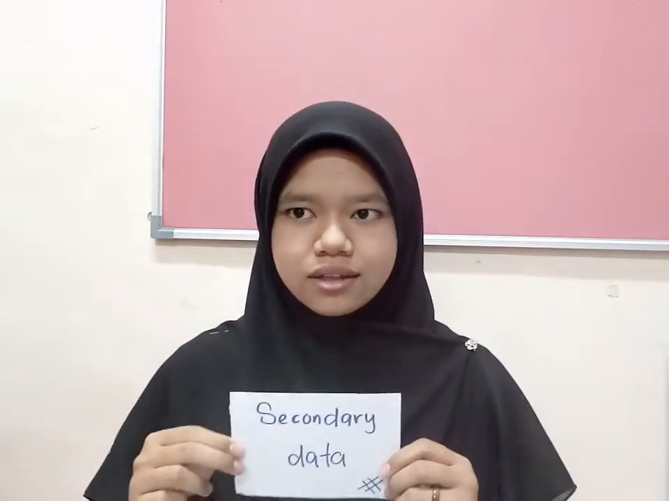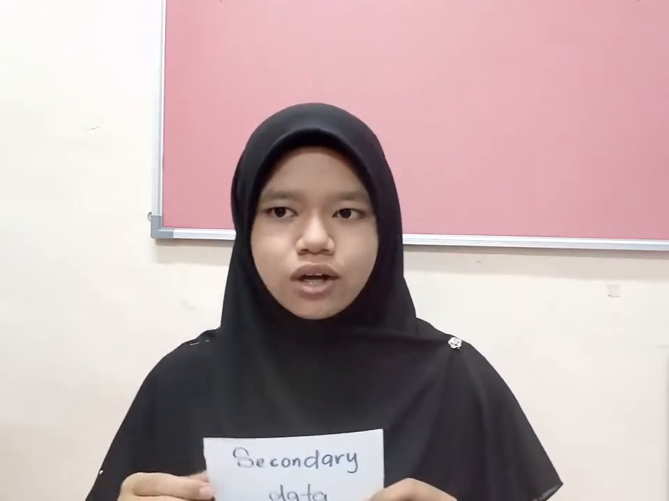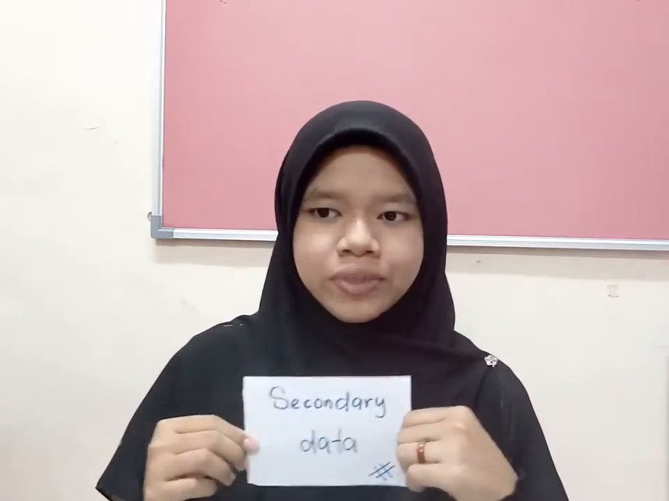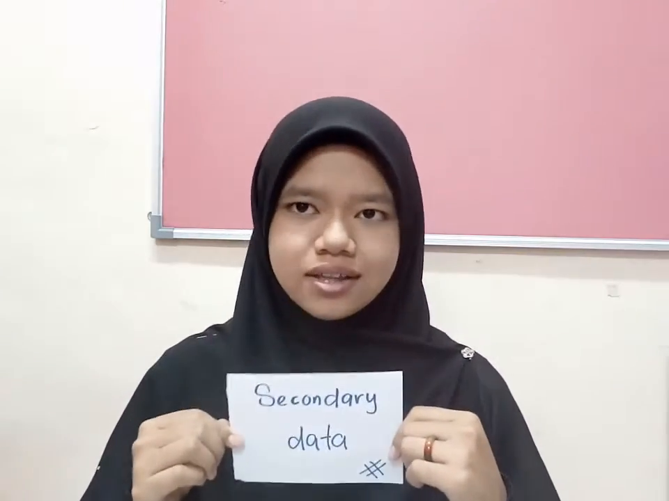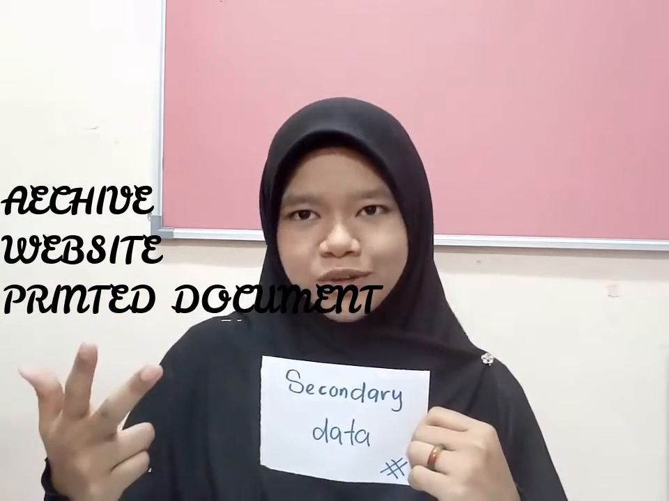Meanwhile, secondary data is data that has been recorded or produced by other researchers. It's not owned by the researcher. It's documented either in the form of hard copy or soft copy. Three ways to collect secondary data are by archive, website, and publication or printed document.